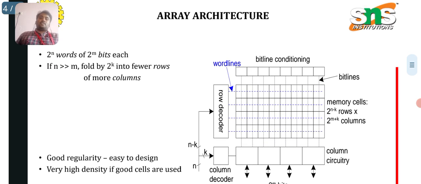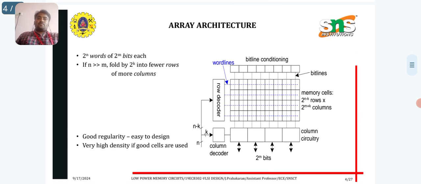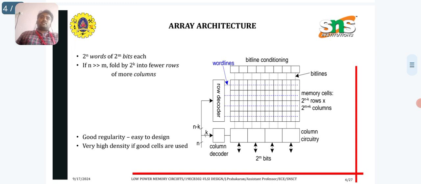The array architecture, in the context of memory circuits, refers to the way memory cells are organized and accessed within the memory array. The basic component of array architecture is the memory cell array. The memory cells are arranged in a matrix of rows and columns. Each intersection of a row and a column represents a memory cell that stores a bit of data. Memory cells can be SRAM cells, DRAM cells, or flash ROM cells.